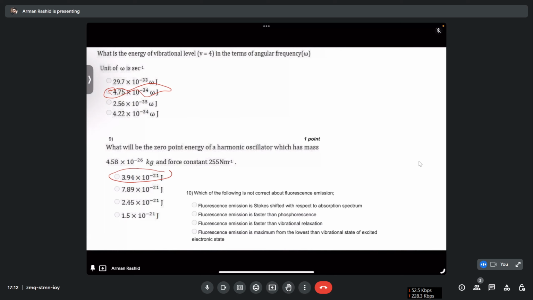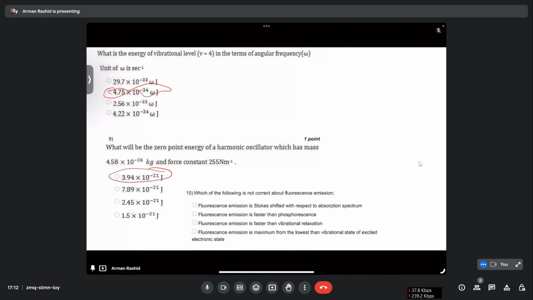Now once the absorption first occurs, first there is a vibrational relaxation. Fluorescence is not faster than the vibrational relaxation. First the vibrational relaxation occurs to the lowest vibrational state, then the fluorescence occurs. So the first statement is correct: fluorescence emission is Stokes shifted with respect to the absorption spectrum. What happens is that the light that is absorbed by the substance is higher in energy than the light that we get back, because there is vibrational relaxation.